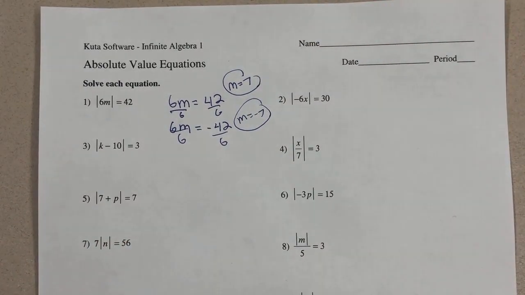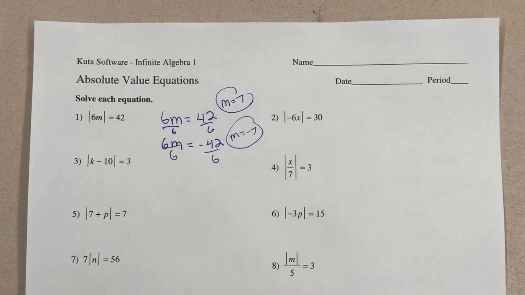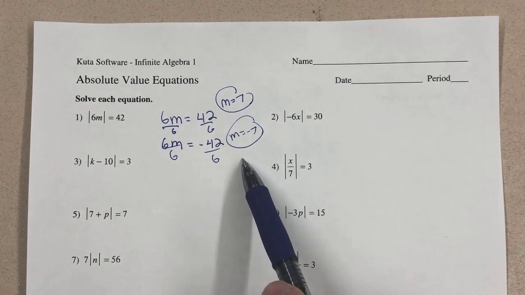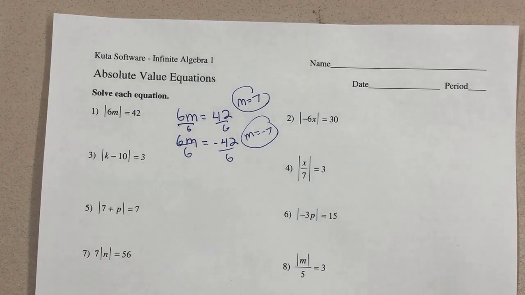Now this is one of the big mistakes people make. The big mistake is once they get an answer, they just say, oh, it's got to be the opposite of that answer, right? It's the answer or its opposite. But that is not true.